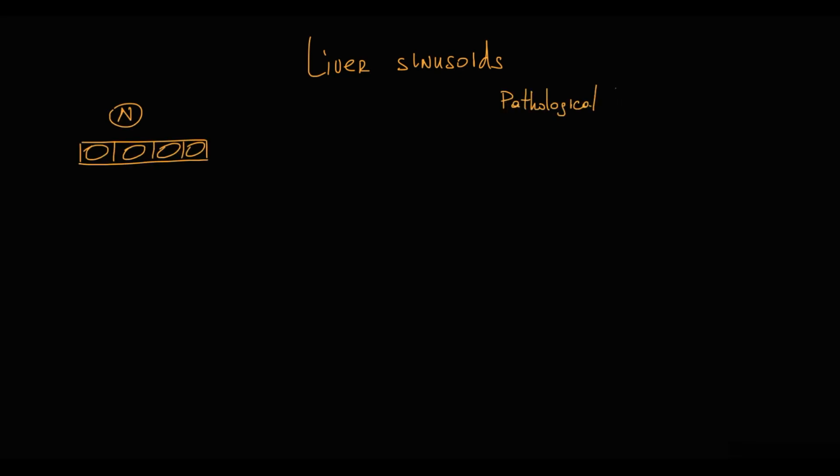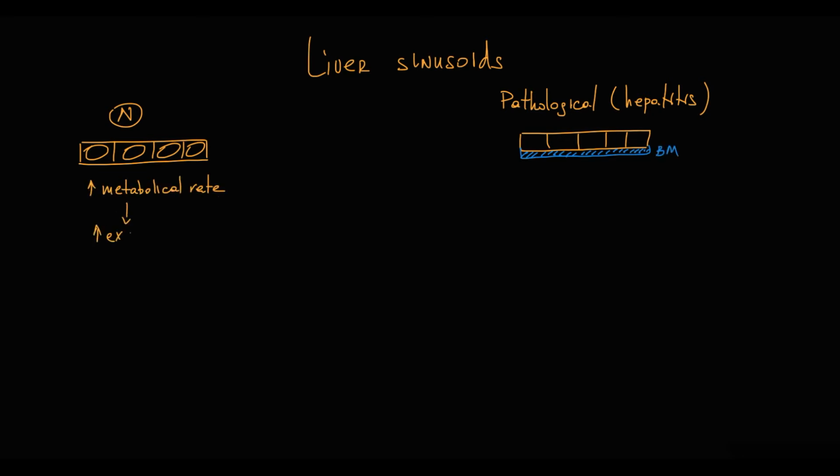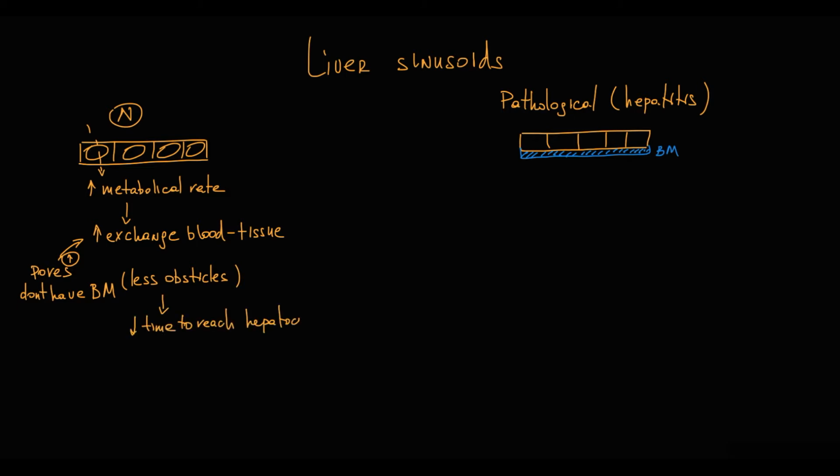Liver sinusoids are also a good example, because in normal conditions they are fenestrated, and in a pathological condition with inflammation, hepatitis for example, they lose their fenestration with simultaneous formation of a basement membrane. The reason is that the liver has a very high metabolic rate that requires high exchange between blood and tissue. To facilitate this exchange, capillaries have pores and don't have a basement membrane. And the fewer obstacles nutrients have on their way, the less time they require to reach hepatocytes, so the higher their diffusion rate becomes.